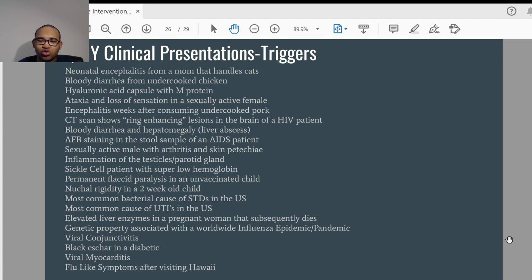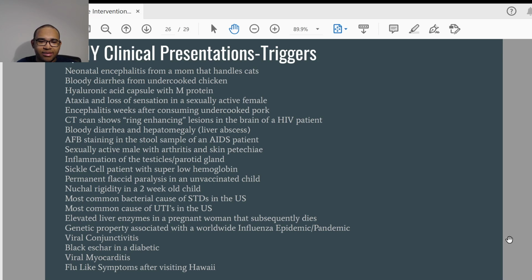And then CT scan shows ring-enhancing lesions in the brain of an HIV patient. That's toxoplasmosis as well. If you see a single lesion, it could be toxo, but it could also be a primary CNS lymphoma. Bloody diarrhea and hepatomegaly, like a liver abscess, and let's say they tell you that this liver abscess has an anchovy paste consistency, that's Entamoeba histolytica. Remember, that is treated with metronidazole.